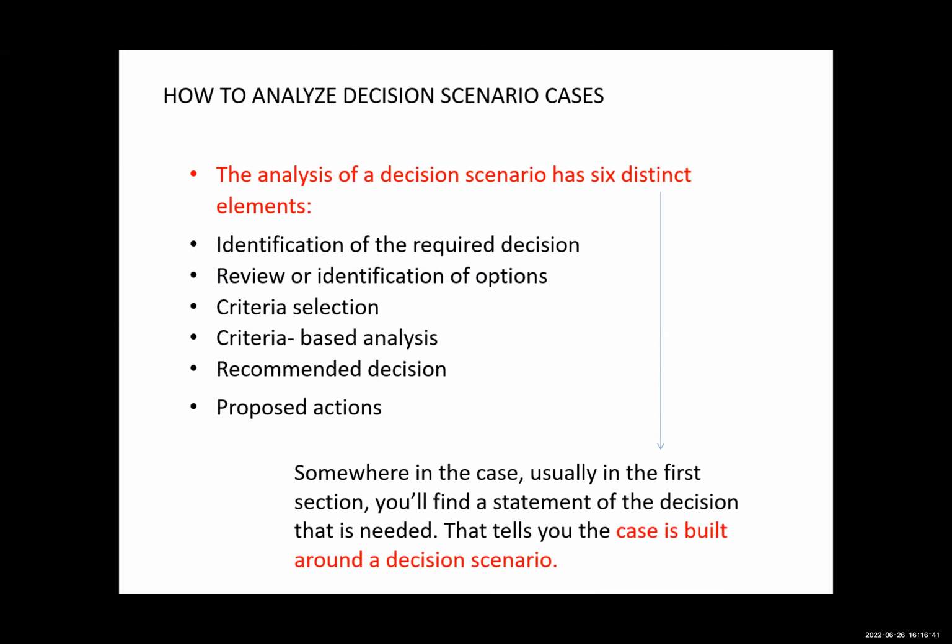Okay, this is a framework: how to analyze decision scenario cases. How to do an active reading is what analysis of a decision has six distinct elements. Identification of the required decision, review of identified options, criteria selection, criteria-based analysis, recommended decision, proposed action. Now it looks like a very logical sequence of statements, right?